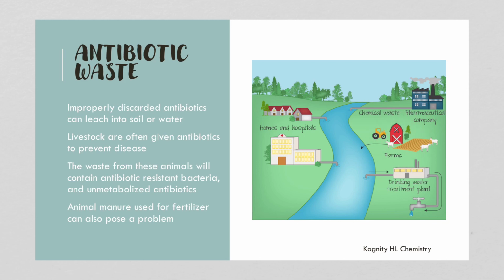Farms are a big one, actually, because farmers will give their livestock antibiotics to keep them healthy, prevent them from getting sick, and then their waste will end up being released. And we even could use their waste, their manure, for fertilizer for crops, so then we're exposed that way. And then it gets drawn in by a drinking water treatment plant, and then we eat it. So it's a problem.